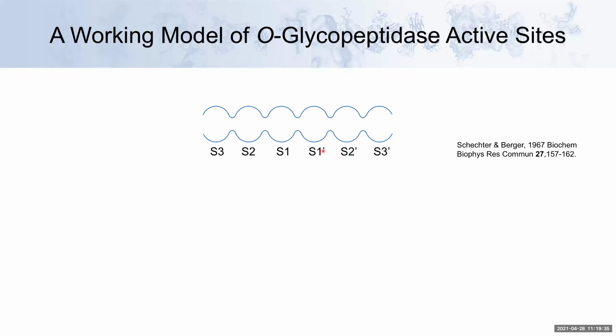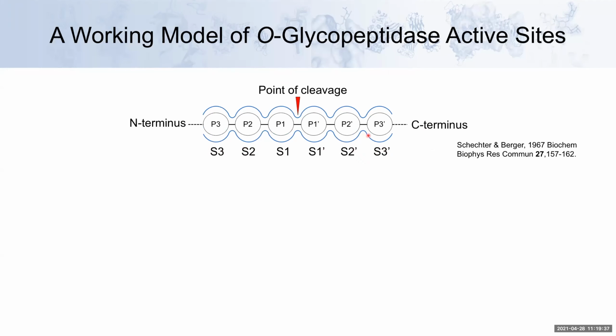We have the central subsite here, and then 1', 2', 3'. They accommodate P residues in the substrate, and the point of cleavage is between P1 and P1', between the S1 and the S1' subsite. So a really nice, simple, and elegant way of visualizing these active sites.